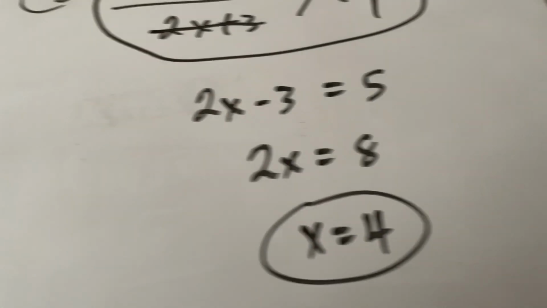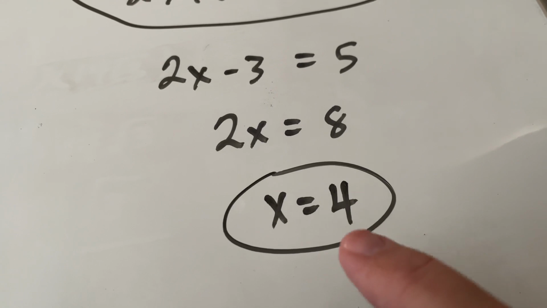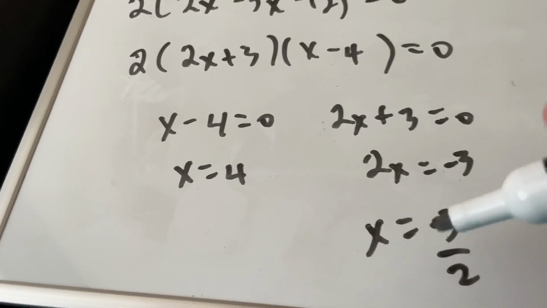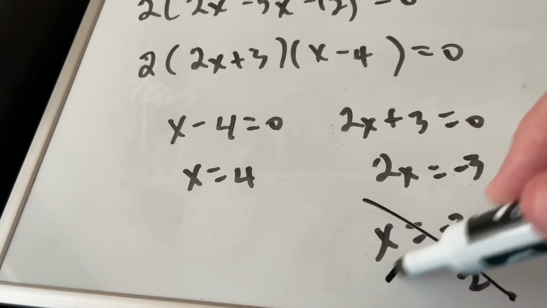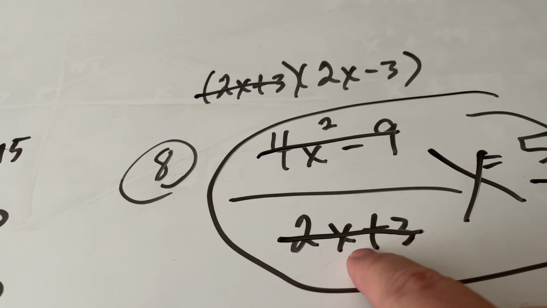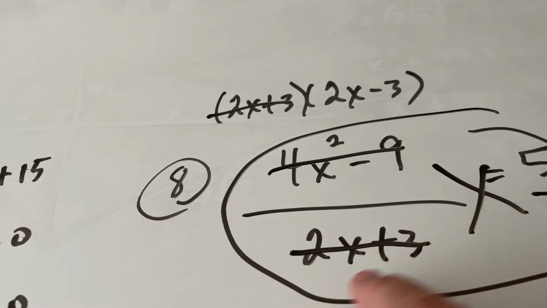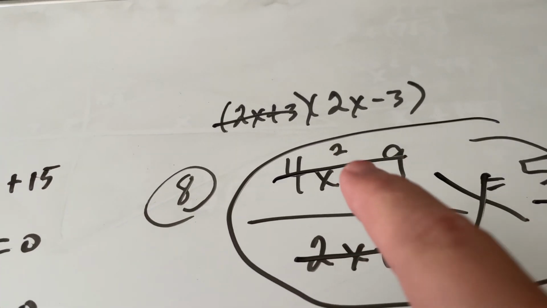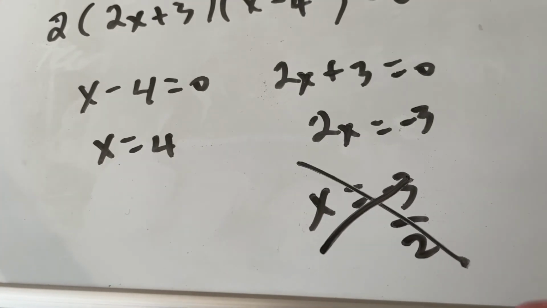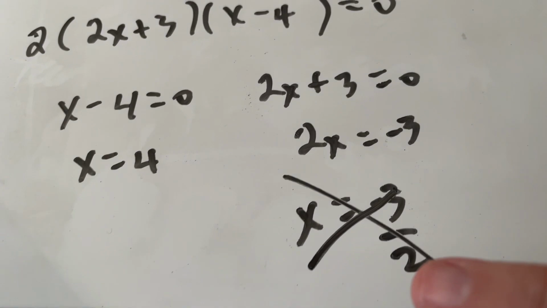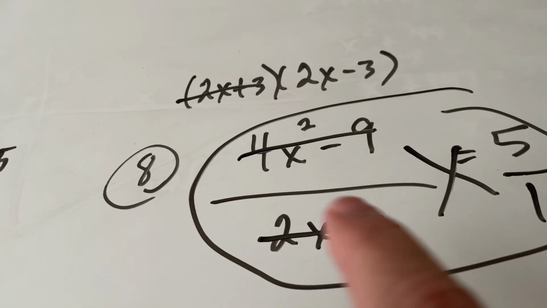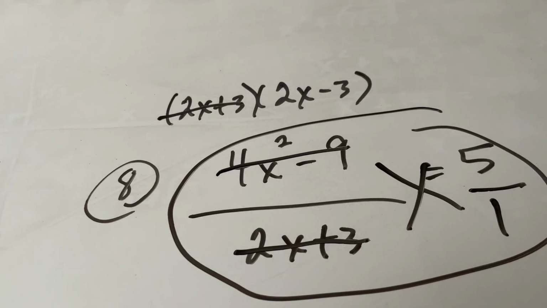Now, when we did it the other way, we only got 4, which is the right answer. So we're not going to be able to use this one. We're going to mark through this. The problem with it is that if you put it back in over here, it makes the bottom 0, and you can't divide by 0. So this is called an extraneous solution. We're not going to use this solution because it doesn't check over here, because it creates a 0 in the bottom. So that's really important.